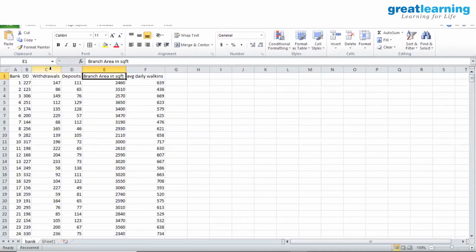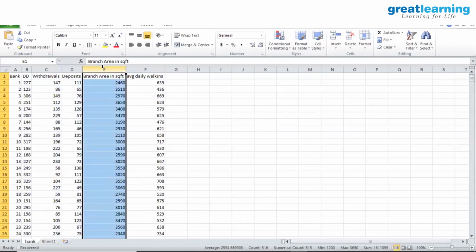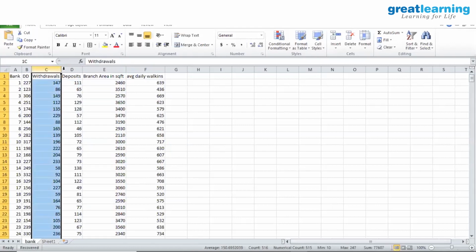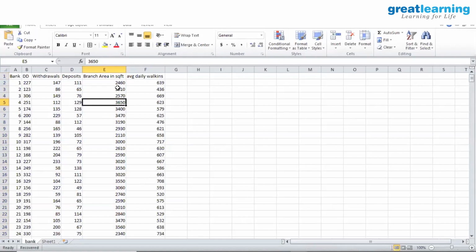Because the withdrawals are in different units, the deposit is in different units, the branch area in square feet is in different units. This too you can have as a count, but it is a completely different unit. 2460 and 111: you cannot compare this to age and salary. Very classic example: what is the age of a person and what is the salary of a person? If you have to run a regression, it shows some nonsense value. So you have to scale it and bring them all to the same units.